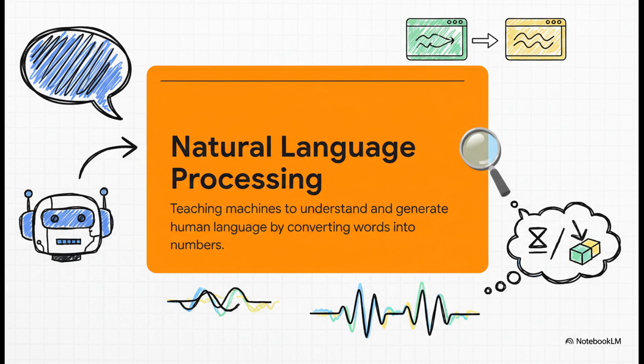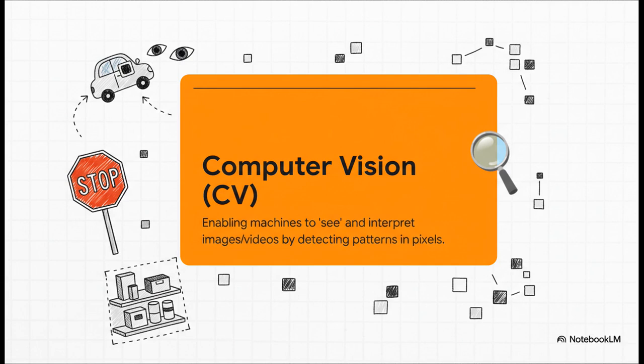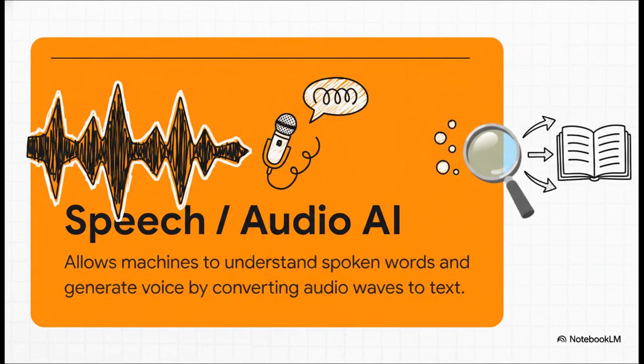Seriously, every time you talk to a smart assistant or use an online translator, you are using NLP. And everything that NLP does for text, well, computer vision does for images and video. This is the task of making machines see and understand the visual world. It's about detecting patterns in pixels to recognize everything from a stop sign for a self-driving car to a specific person in a photo.